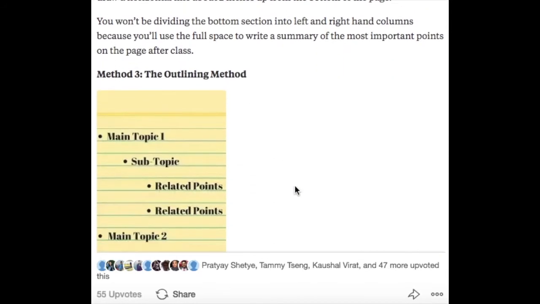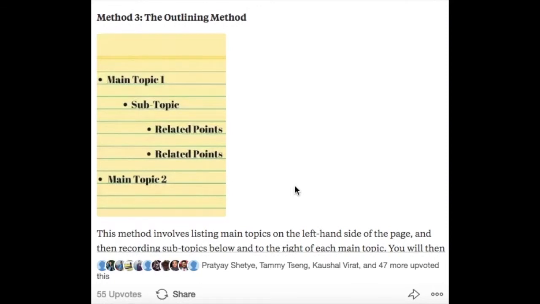And then the third one is another very, very simple method, and this is the outlining method. All you're going to do is write your notes so that you organize them into a main topic, subtopic, and then related points. For example, let's just stick with this history example. I'm just making this up as we go. If you're learning about World War I, the main topic would be the start of World War I, and then the subtopic would be events that contributed to that. And then you just put down related points.